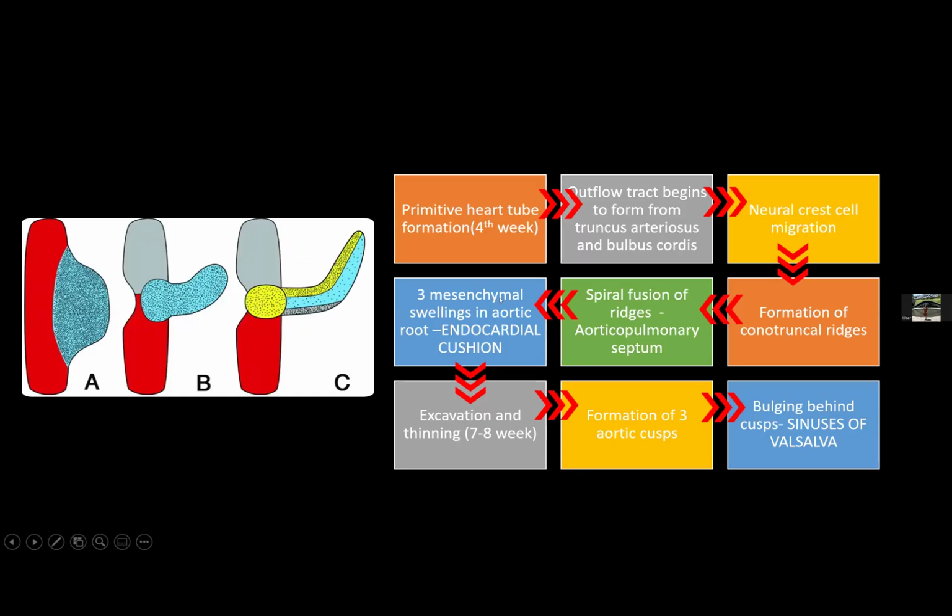Within the developing aortic root, the endothelial mesenchymal transformation gives rise to the endocardial cushions, which then undergo cellular proliferation, remodeling, and elongation, resulting in valve stratification into 3 distinct layers: fibrosa, spongiosa, and ventricularis, forming the mature trilaminar aortic valve.